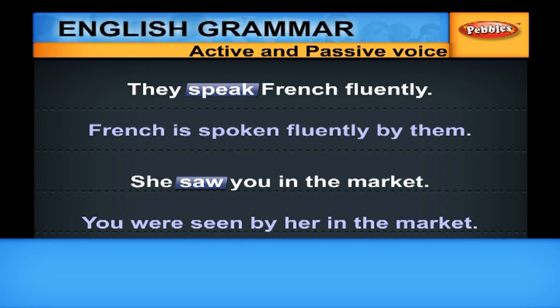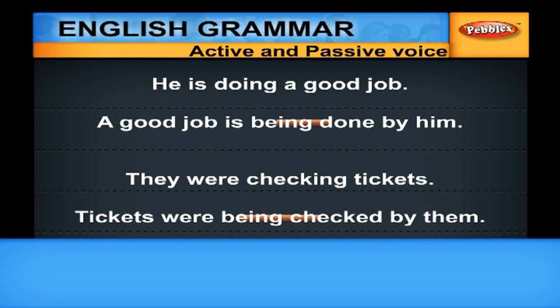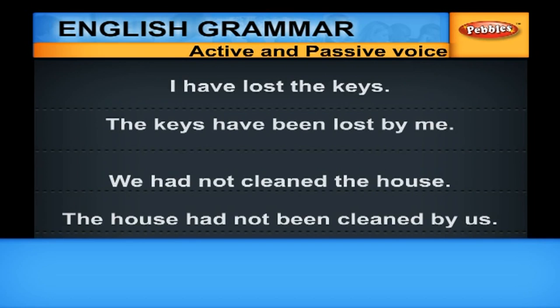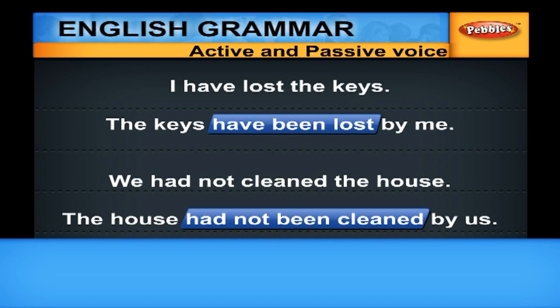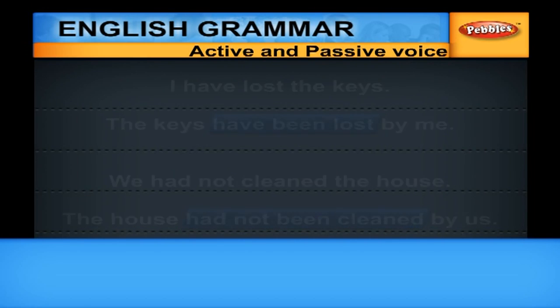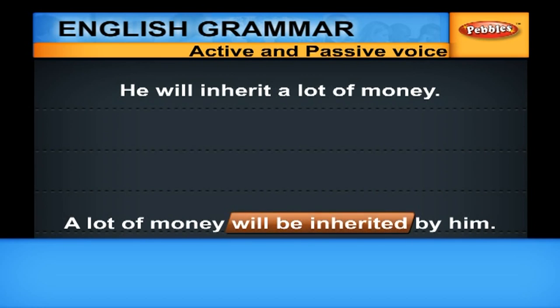That is very important. If it is simple present or simple past, the be form of the verb followed by the past participle. If it is continuous, be form plus being plus past participle form of the verb. If it is perfect, have form plus been plus the past participle form of the main verb. In the case of verbs with modals, all that you have to do is to insert be between the modal and the past participle of the main verb.